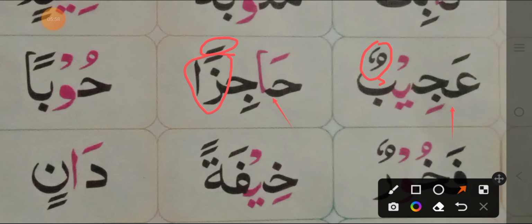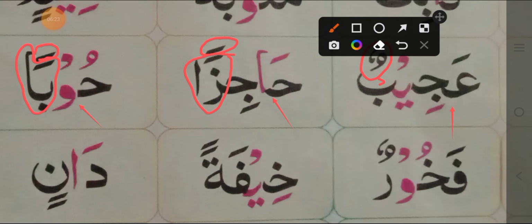Ha waw pesh hu, ba tu zabar ban, huban. In stop we remove one zabar and one zabar with alif is converted into alif madda: huba. Huban in stop, huba.